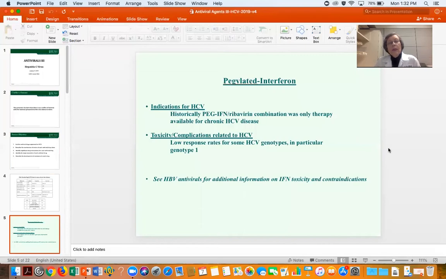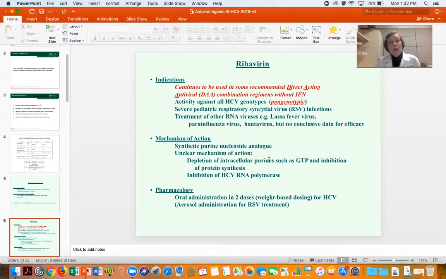Now, historically, HCV was treated by a combination of pegylated interferon and ribavirin. And this was the only therapy that was available for HCV disease. What happened was there were low response rates for some of the HCV genotypes. There's 6 of those, and in particular genotype 1, which is the most prevalent in the United States. So go back to the HBV antivirals that we talked about and look up the information we talked about for interferon toxicity and contraindications for use, because this is now not being used in therapy.